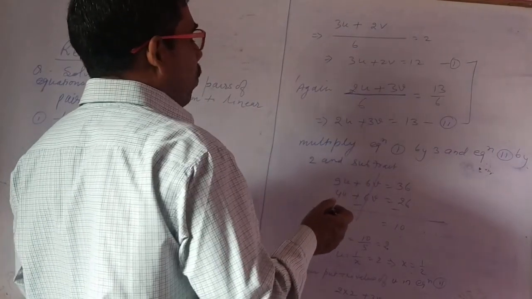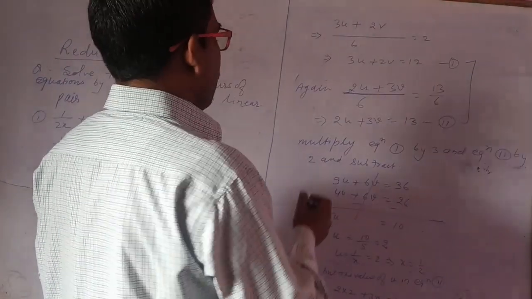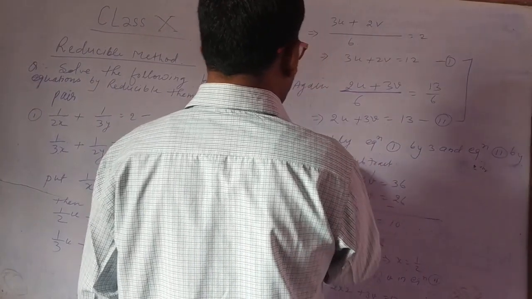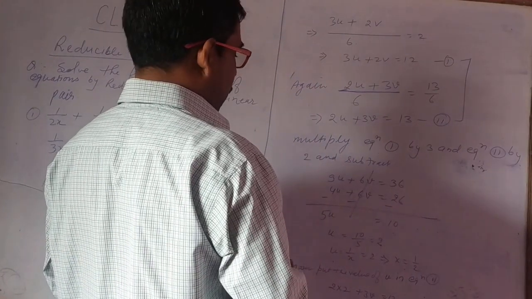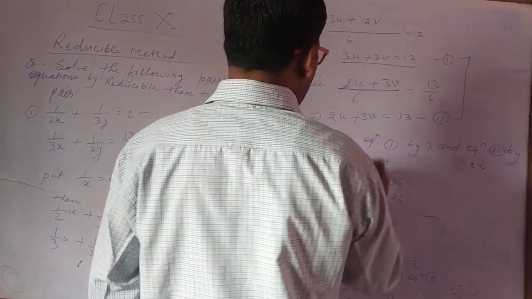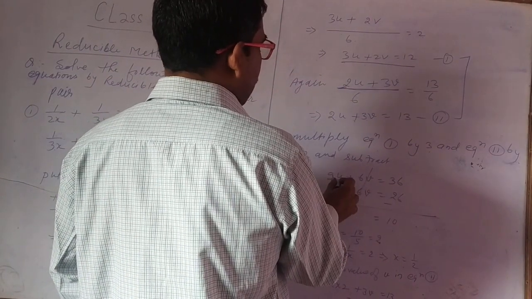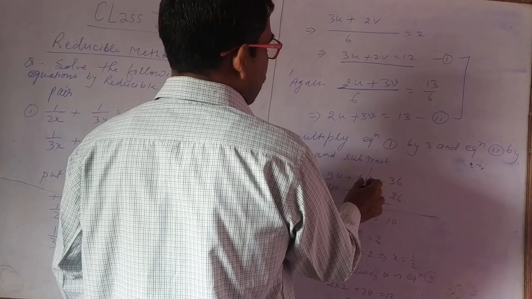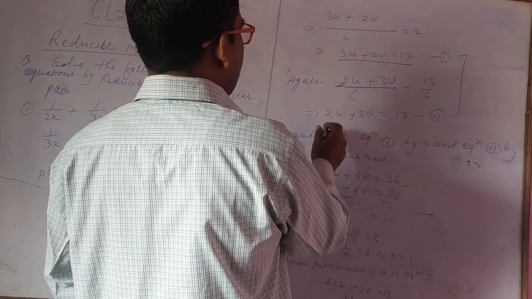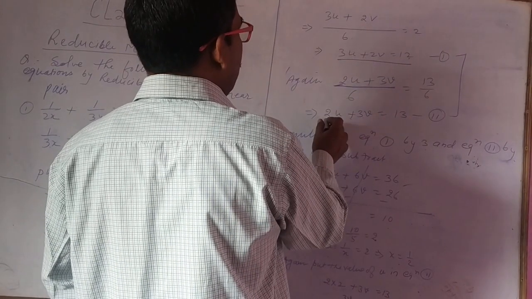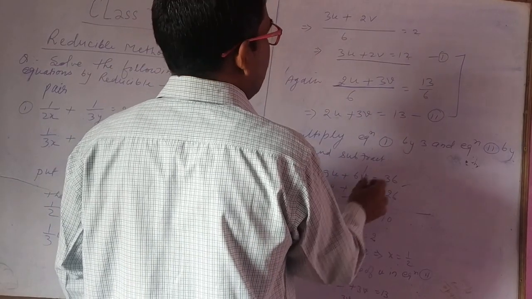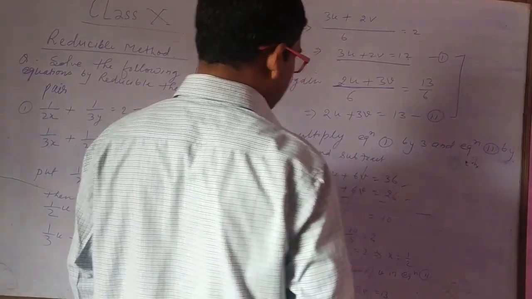Here we solve by the elimination method. Equation number 1 is multiplied by 3 and equation number 2 by 2, and we subtract. If the first equation is multiplied by 3, then 3 into 3 is 9u plus 3 into 2 is 6v equal to 12 into 3, which is 36. The second equation multiplied by 2 gives 4u plus 6v equal to 26.